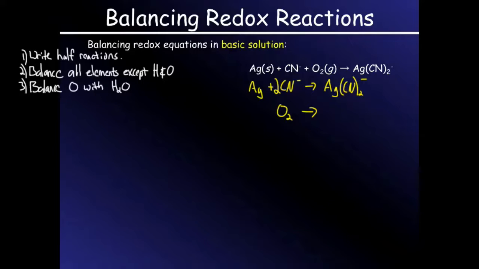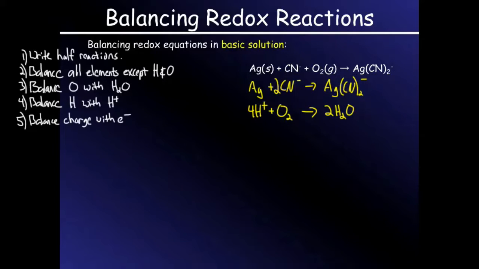So in step 3, we balance the oxygens with water. In this half reaction, there's no oxygen, so we don't need to add water. In this half reaction, we have 2 oxygens on the left-hand side, so we need 2 waters on the right-hand side. That now introduces hydrogen, so we need to balance the hydrogens with hydrogen ions. We have 2 times 2, 4 hydrogens on the right-hand side, so we need 4 hydrogen ions on the left-hand side.